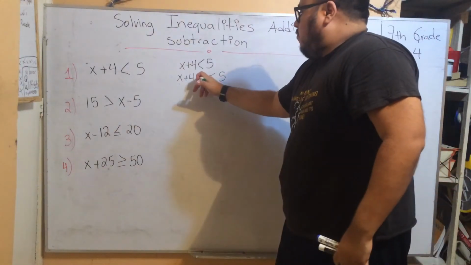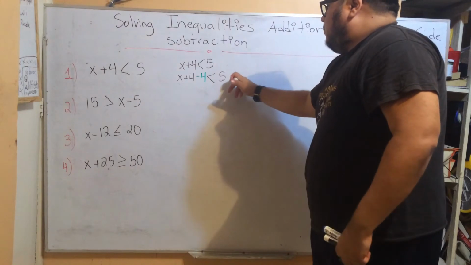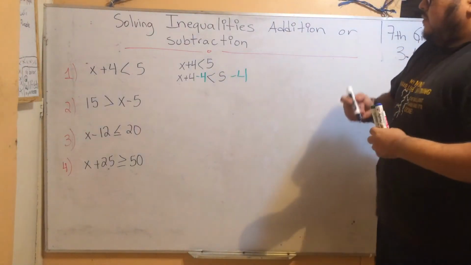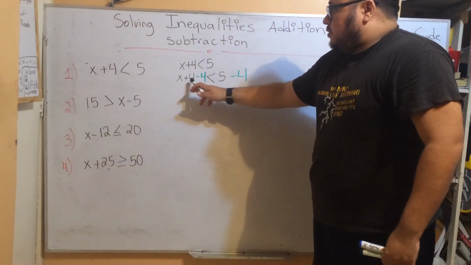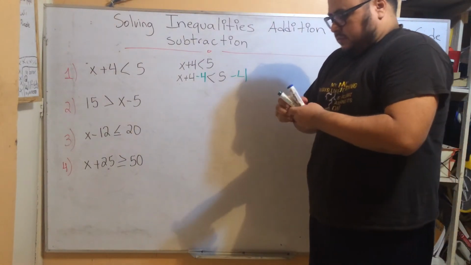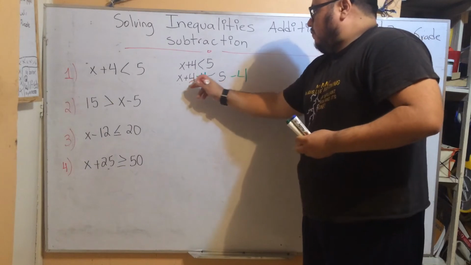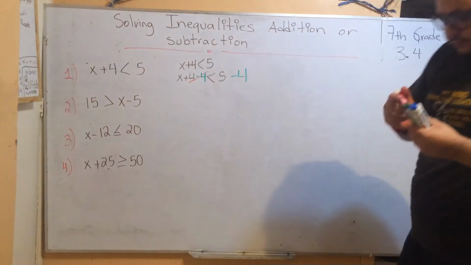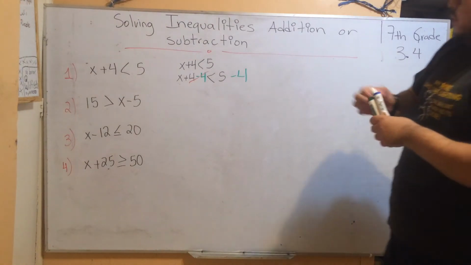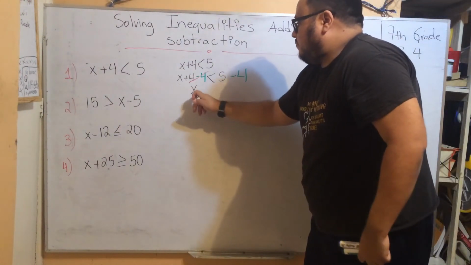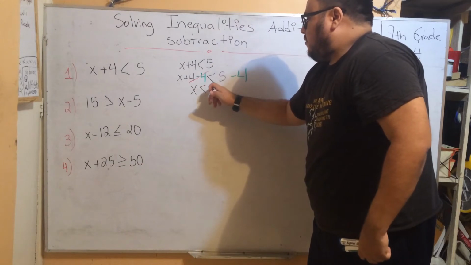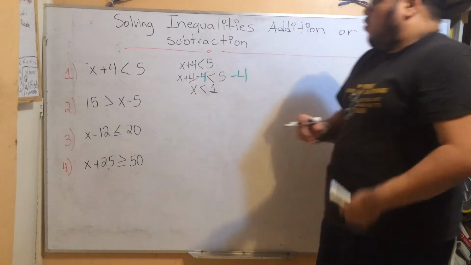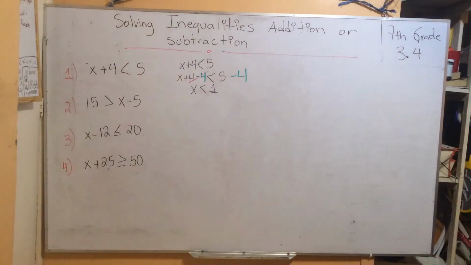We subtract 4 here, and we subtract 4 here. Remember, this is a 5. And we have x plus 4 minus 4, which would be 0. So we would have x less than 5 minus 4, which is 1. Now we have the inequality.